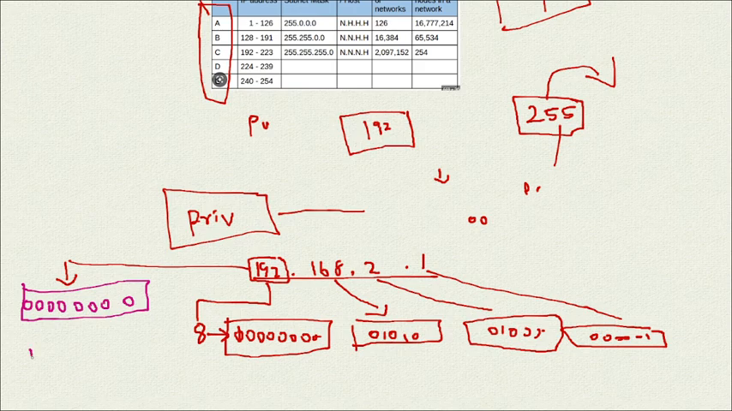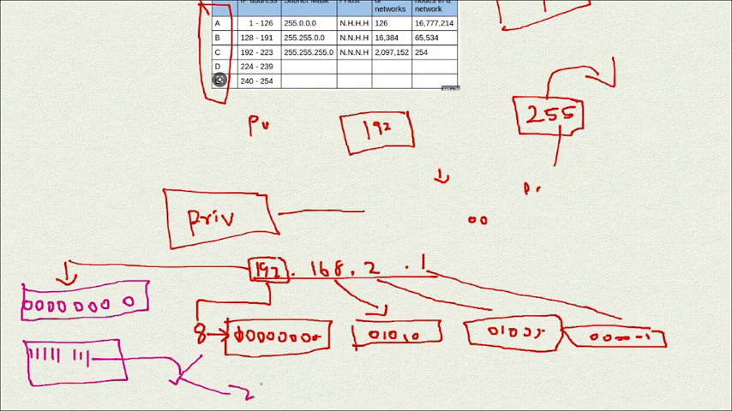So all 1s, right? 1 1 1 1 1 1 1 1. So this is the last IP address. This is 8-bit data, right? 1 2 3 4 5 6 7 8. So this calculation is a binary to decimal conversion. This value is converted to which number? 255. That's the reason behind the 255. It will come up later.